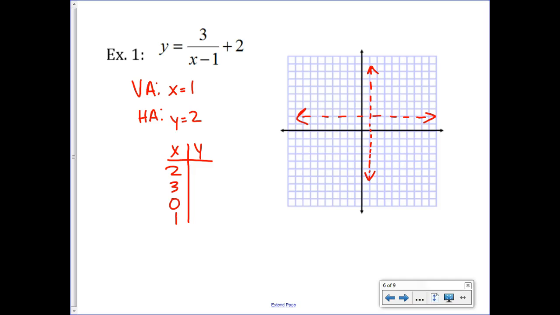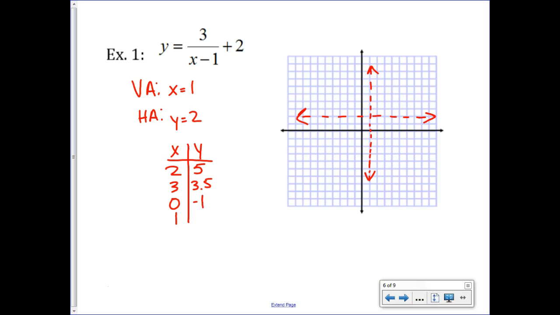So if I plug in 2 for x, I get 2 minus 1 in my denominator. So 3 over 1 is 3, plus 2 is 5. If I plug in 3 for x, I get 3 minus 1 is 2, 3 over 2 is 1.5 plus 2 more, I get 3.5. I plug in 0 for x. 0 minus 1 is negative 1. 3 divided by negative 1, negative 3 plus 2 is negative 1.